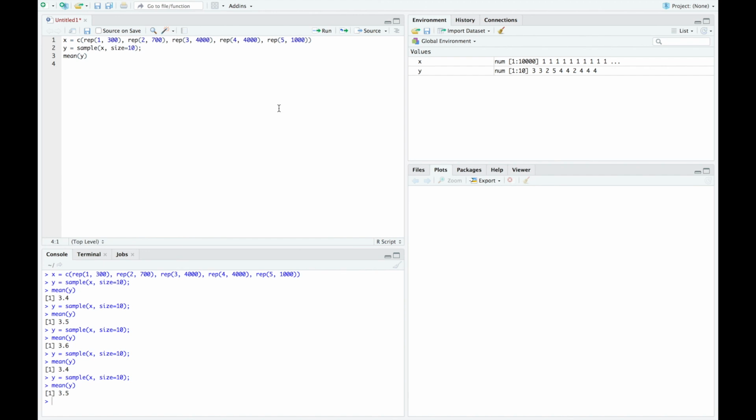So these are not all the same, which they shouldn't be. Means will vary depending on the sample that we have obtained. No sample is perfect. No sample is going to be exactly the same as the population, but they are relatively close to what we found to be the population mean.